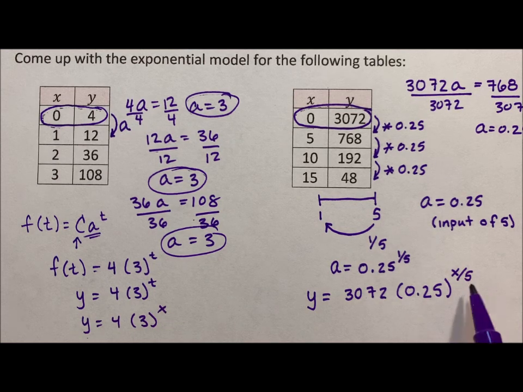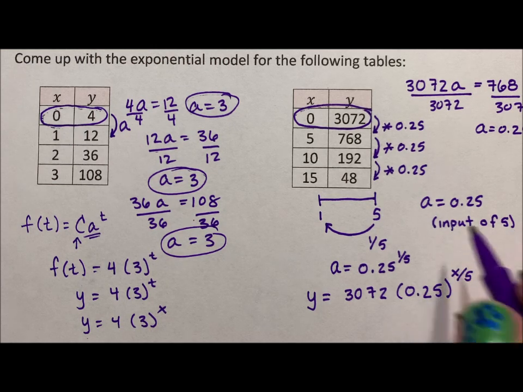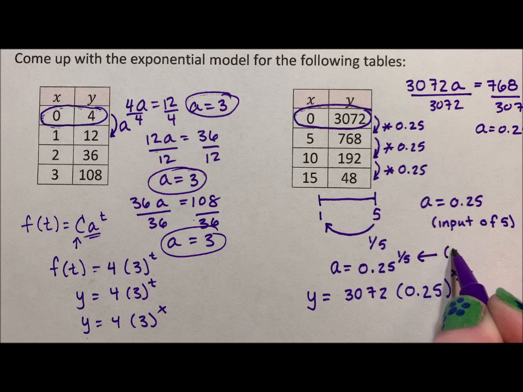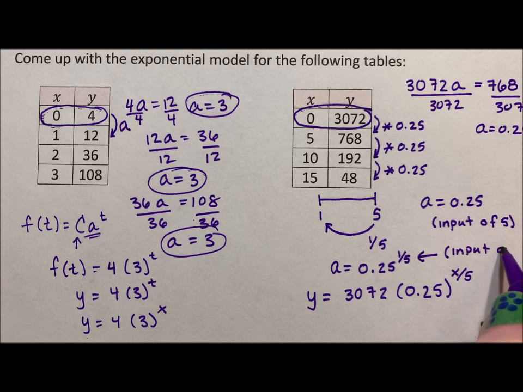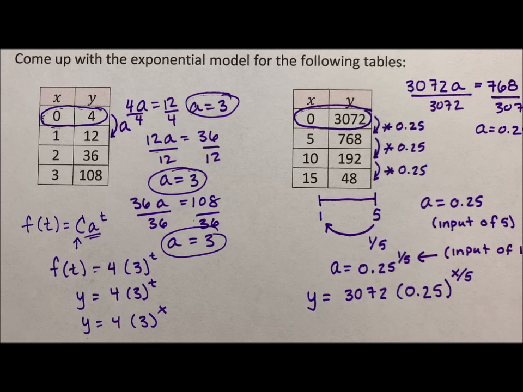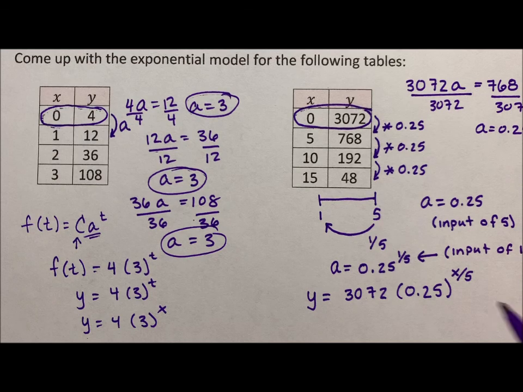Input, output. The important thing here is the x has to be divided by 5 because this 0.25 is an input of 5, and this now is representing an input of 1. And that's what we want. We want to make sure our factor is representing an input of 1. And so if we take our x and divide it by 5, it now represents a unit input of 1.